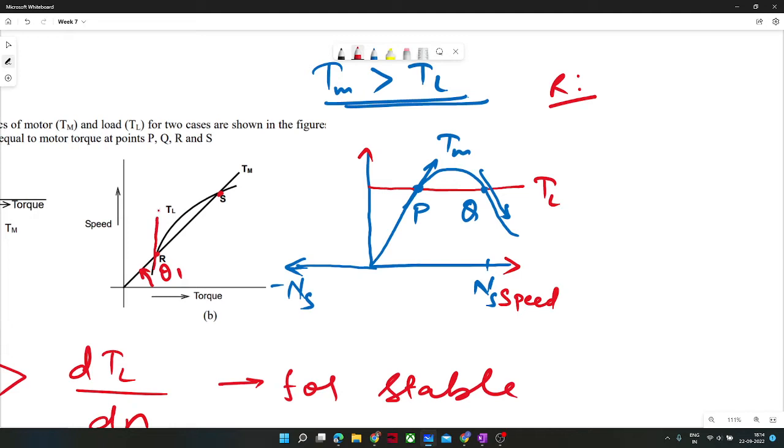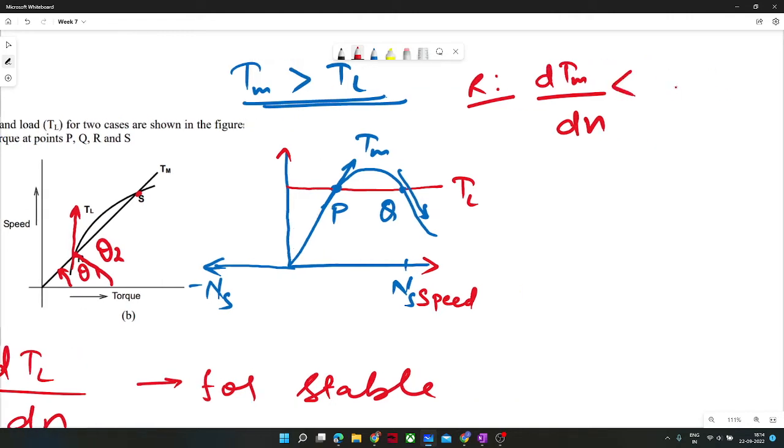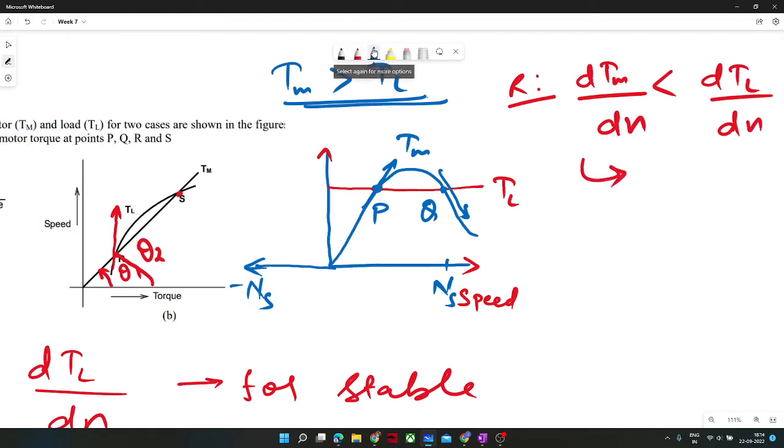But if you take the tangential angle, this is more. This slope is higher than theta 1. So at R point, dTm by dn is less than dTL by dn. So what would it be? Which case, stable or unstable? Can anybody guess? Unstable. Fine, thanks. So it would be unstable.